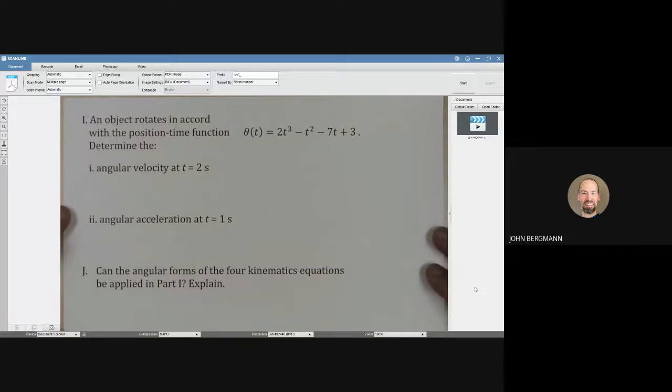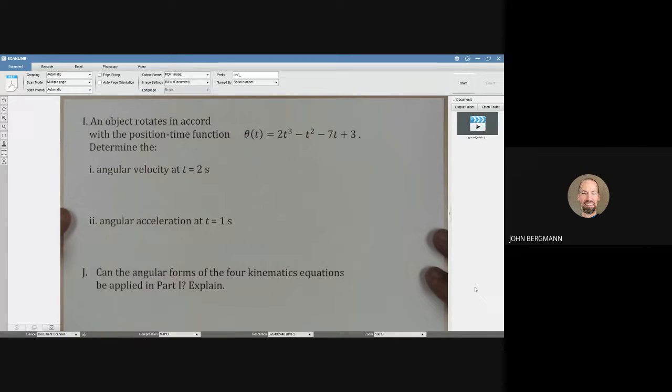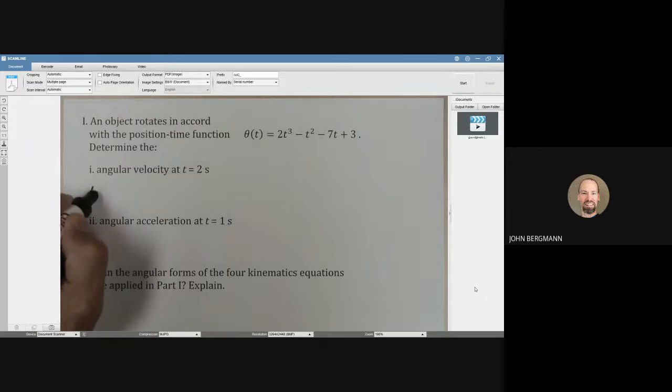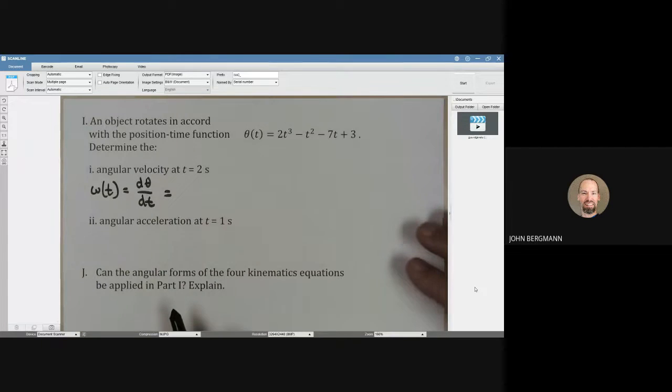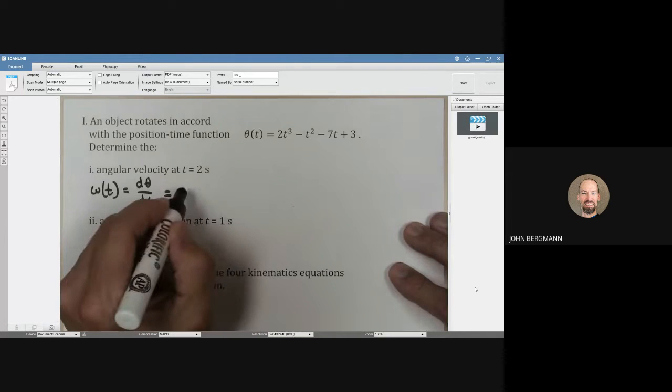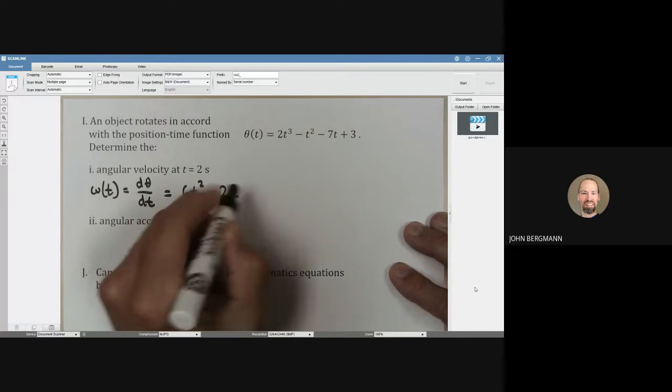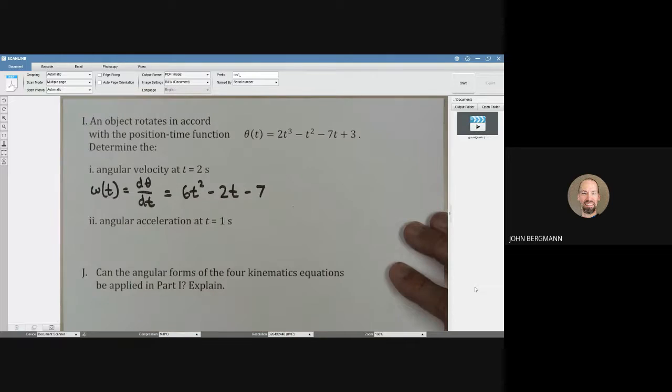An object rotates in accord with the position time function as shown there. Determine the angular velocity. This worked for linear motion. It's also going to work for angular motion. And that is, if we have a position time function and we want to know velocity, we can just take the derivative. So the angular velocity is going to be the time derivative of the position time function. So let's do that. That's going to be 6t squared. We got to power down, don't we? Anytime we differentiate a polynomial, you power down like that.